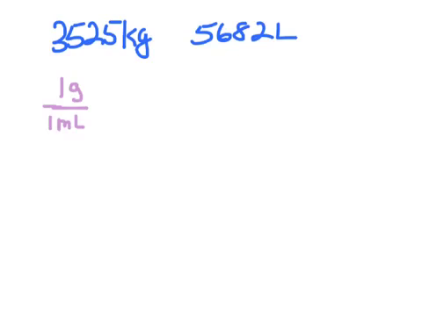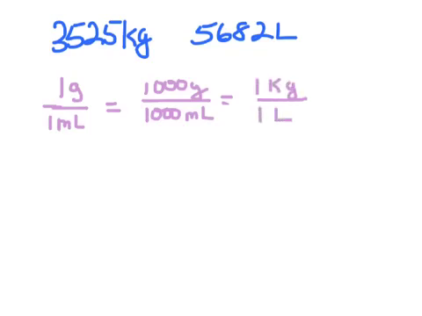But notice, if I multiply that by 1,000 over 1,000, it's just like multiplying it by 1 over 1. I haven't changed the value of it, but now it becomes 1,000 grams over 1,000 milliliters. And we have a new name for that. That's also 1 kilogram per 1 liter. So whether I'm giving you the density in kilograms per liter or grams per milliliter, it's essentially the same kind of thing. So it doesn't matter.